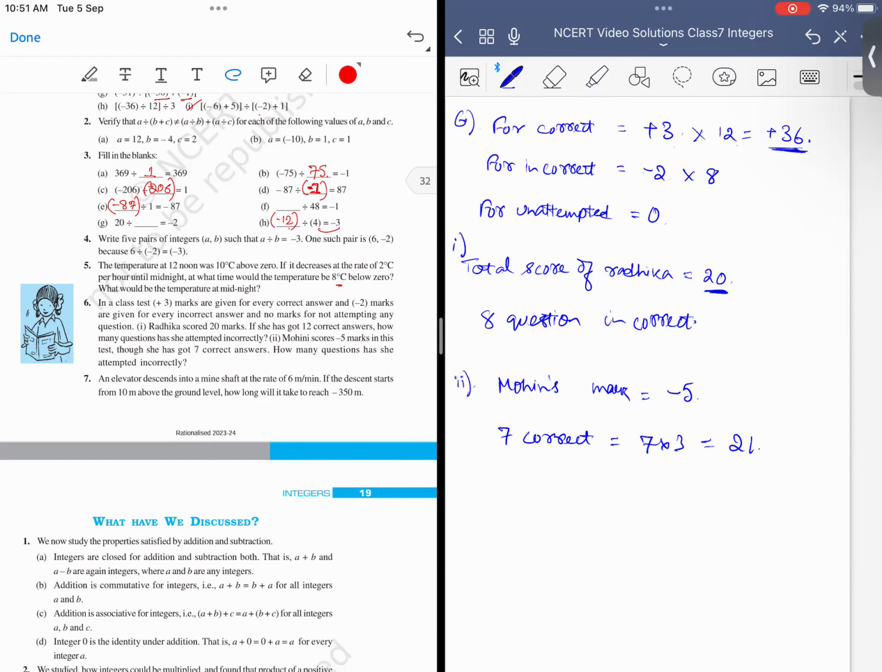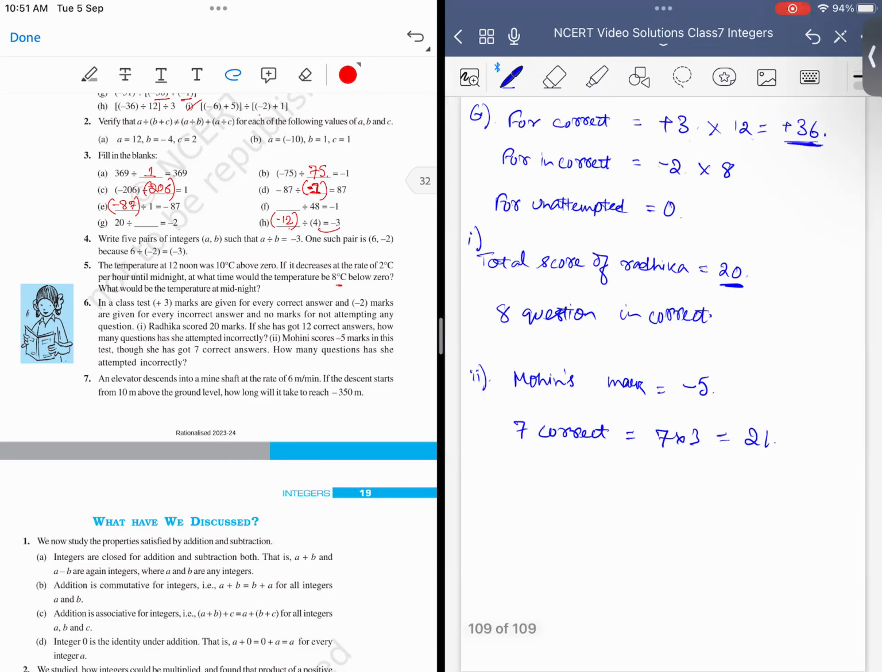You see here, that means of how much difference? 26. So of incorrect marks, she got how much? Incorrect marks, minus 5 minus 21, that is minus 26 marks she has scored in negative. That means per question, if minus 2 is allotted, how many questions? Divided by 2, so 13 questions incorrect.